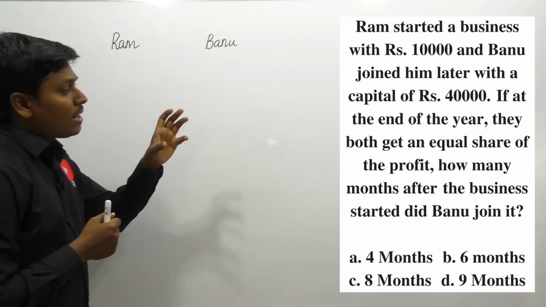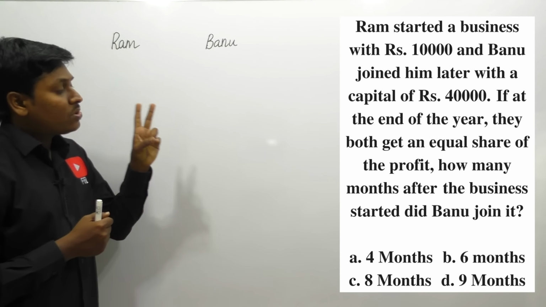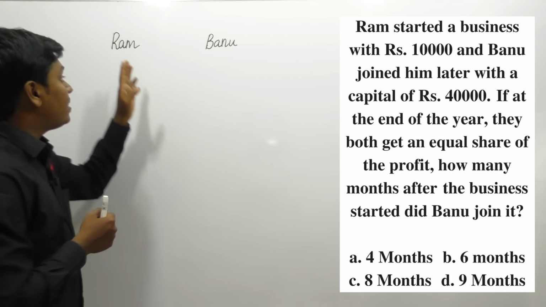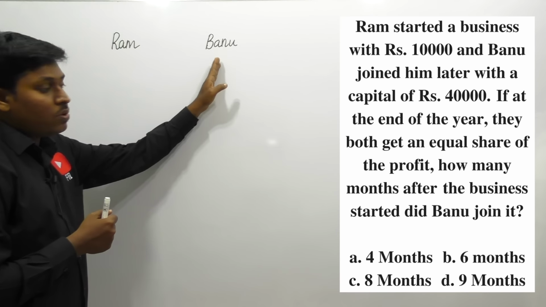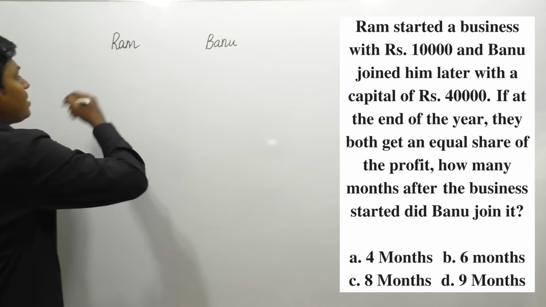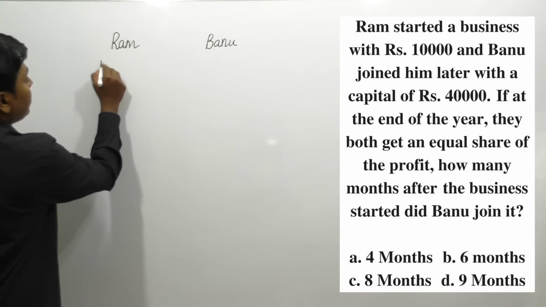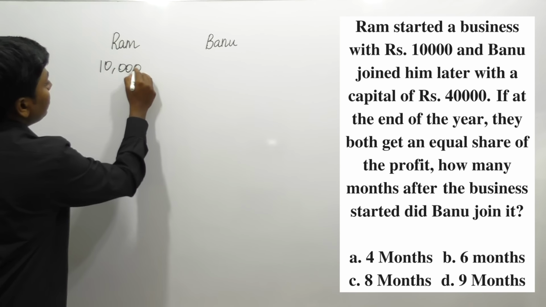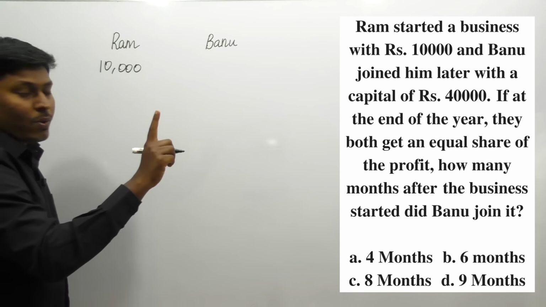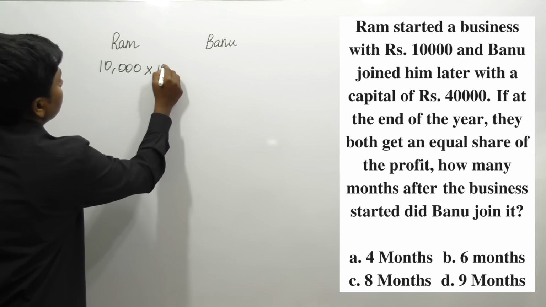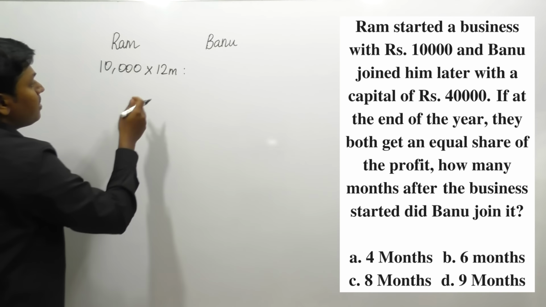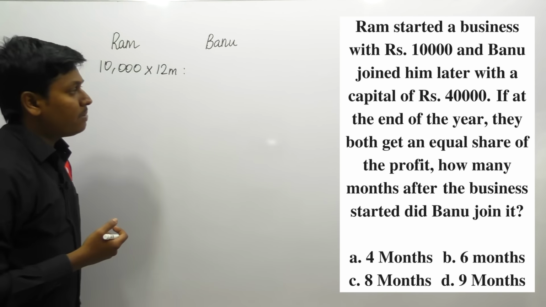So friends, first of all, understand the question, right? Totally there are 2 persons in the business. One is Ram and the second person is Banu. The person Ram is starting a business with an investment of 10,000, right? And we know that the total profit is calculated for 1 year. So if it is 1 year, we can surely say that the person Ram will be in the business for the complete 12 months.